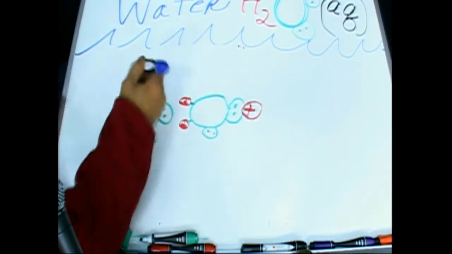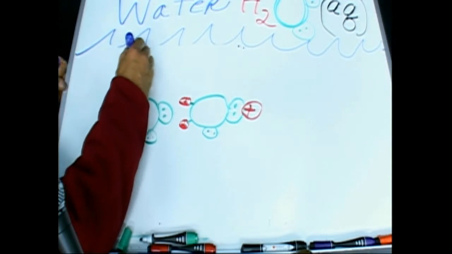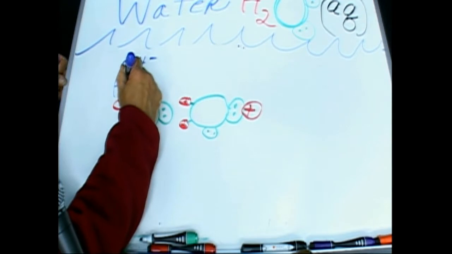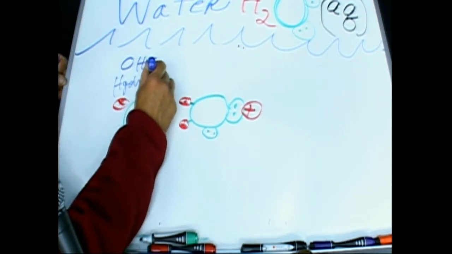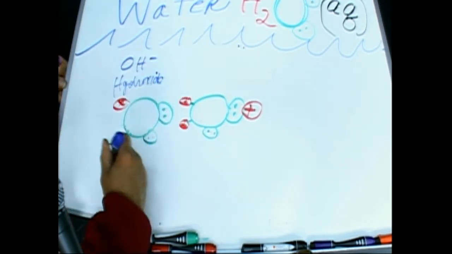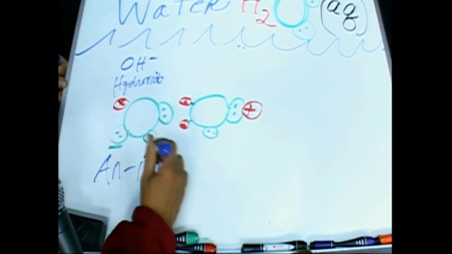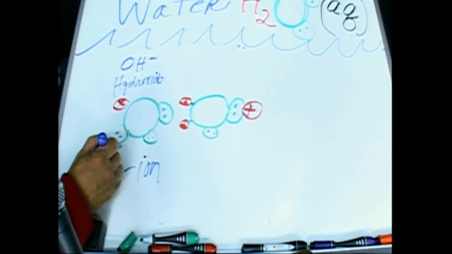So basic OH minus, called hydroxide. Anion. When it's negative, it's an anion, from anode. Right there it is.